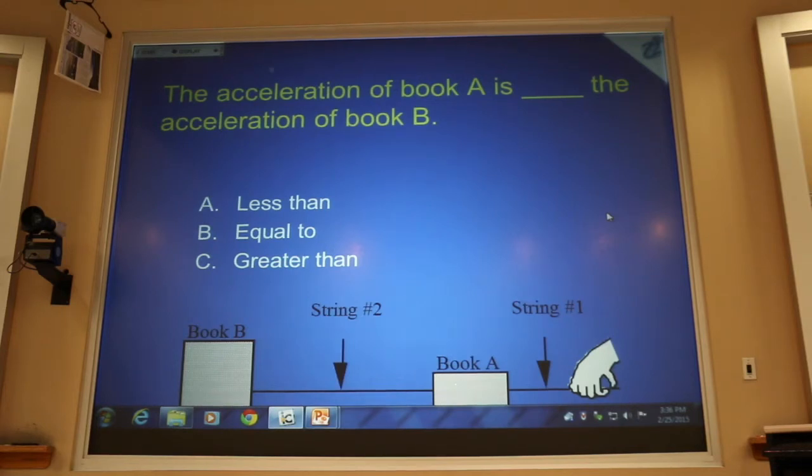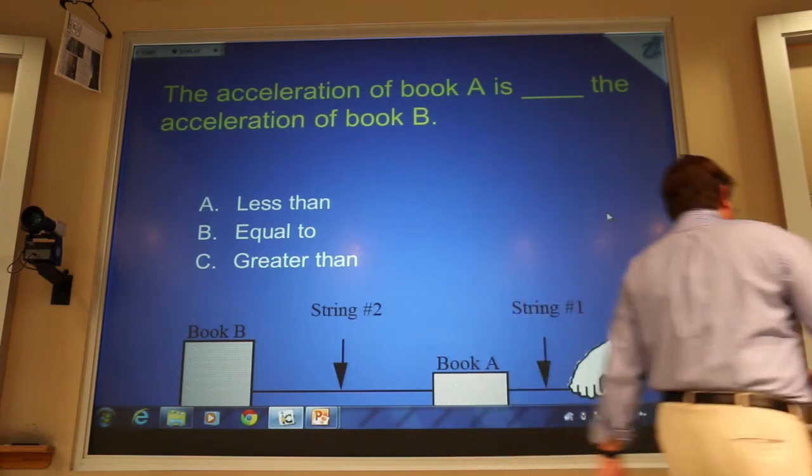Now, our reasoning here involves that string. And the characteristic of the string that we care about is that it doesn't stretch. It's inextensible. It's not a bungee cord. And so when book A goes to the right by 1 inch, so does book B. They move as one unit.